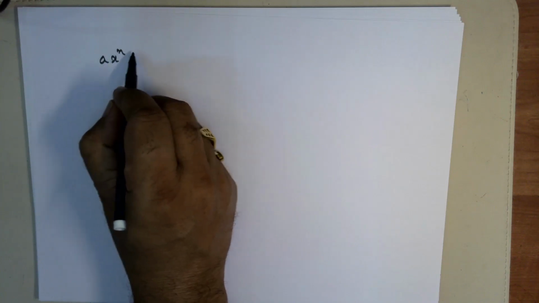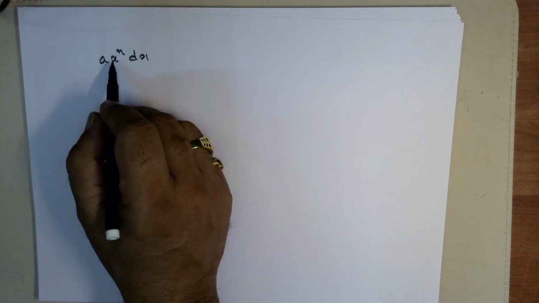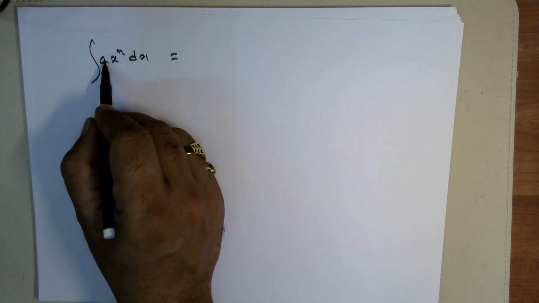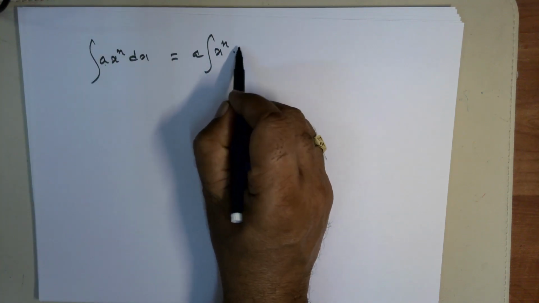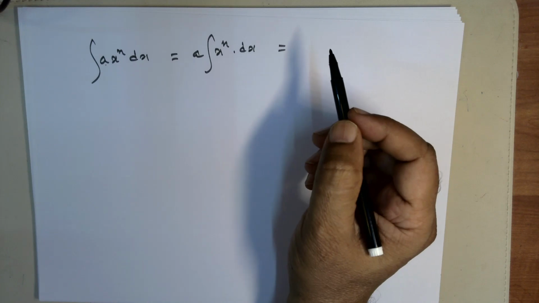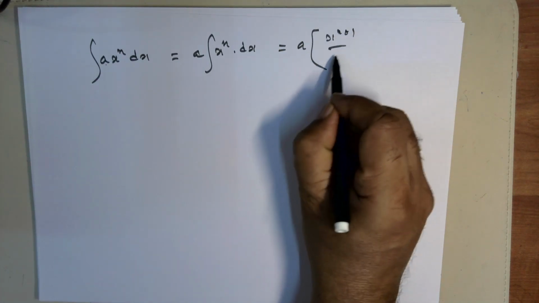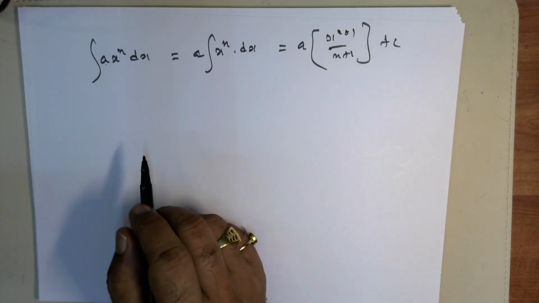Now, let us consider a x power n. Next formula, integral of a x power n dx. Here a is a constant and that is the coefficient of x power n, and we need to integrate this. What we are supposed to do, you can take a outside the bracket, outside the integral. Then you can put x power n dx. Then you can follow the same thing. It means a into x power n plus 1 divided by n plus 1. That's all. Plus integral constant.